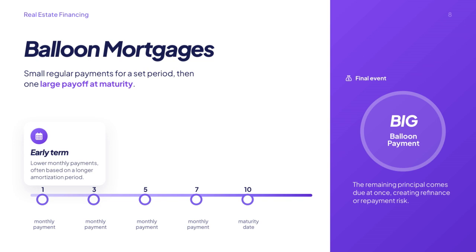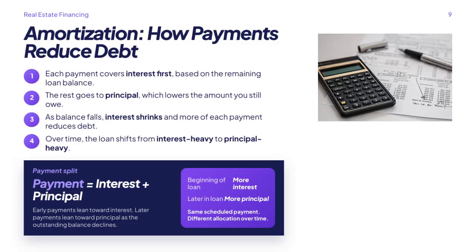But here's the key part. At the end of that period, the remaining principal balance becomes due all at once. This final large payment is called a balloon payment, and it creates a significant risk. You either need to refinance the loan or come up with a lump sum payment, which can be challenging. So while balloon mortgages can offer lower monthly payments initially, it's important to plan ahead for that big payment at maturity.